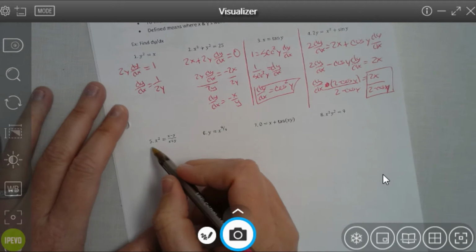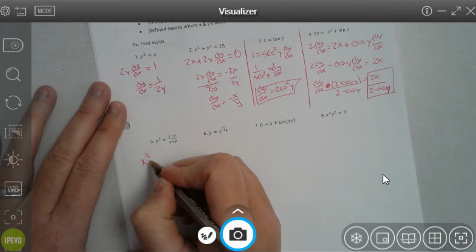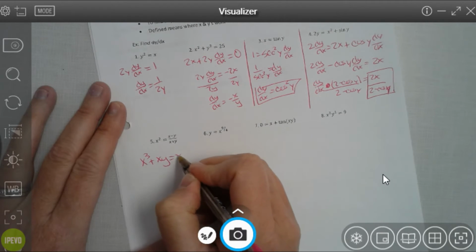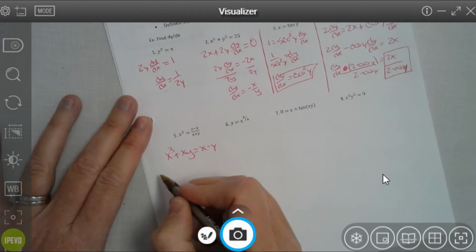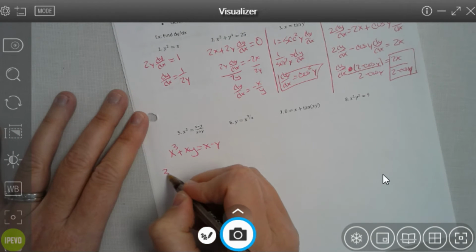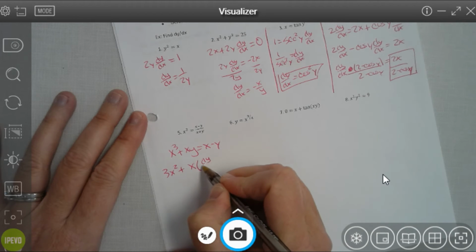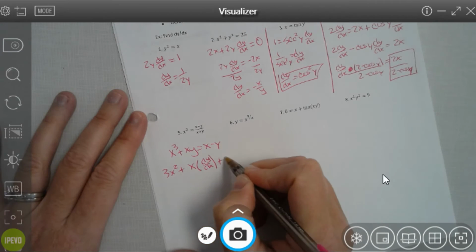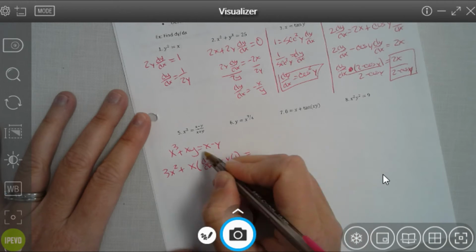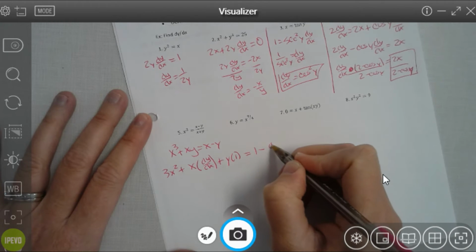This one here, I would have just multiplied that over to make it x cubed plus xy equals x minus y. And then this becomes a product rule. So this here would be 3x squared, product rule: leave the first alone times the derivative of your second, plus second alone times the derivative of your first. Right side, derivative of x is 1, minus dy over dx.